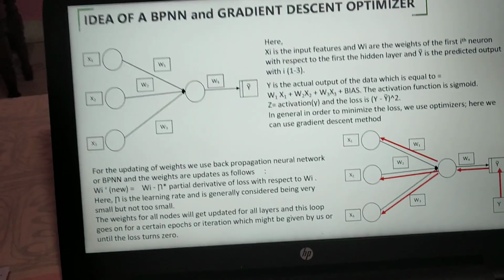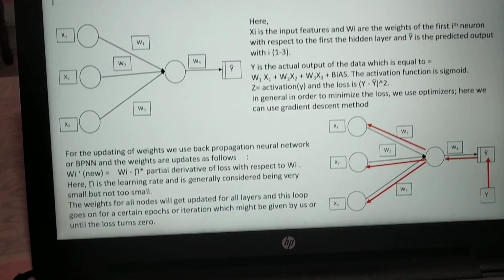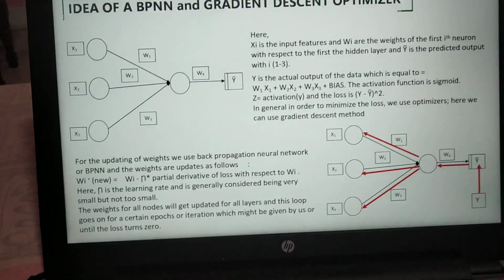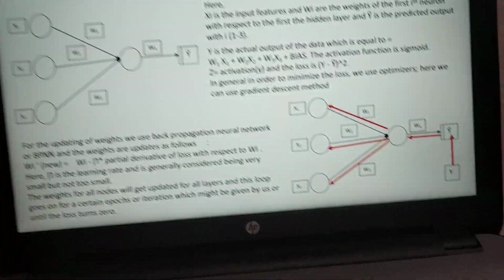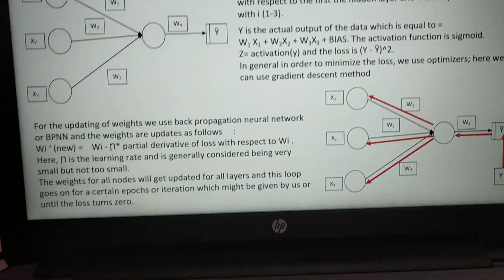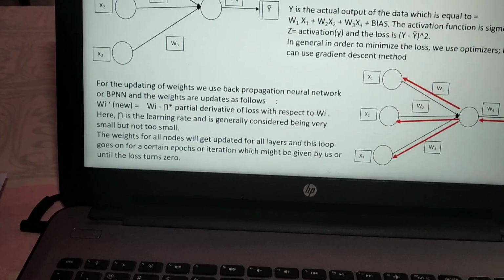Since we have to reduce or minimize these losses, we use optimizers, and here we have used the gradient descent method for our function. So we go back into the network, as you can see in the figure, from y to y bar, and we change the weights w4, w1, w2 and w3.